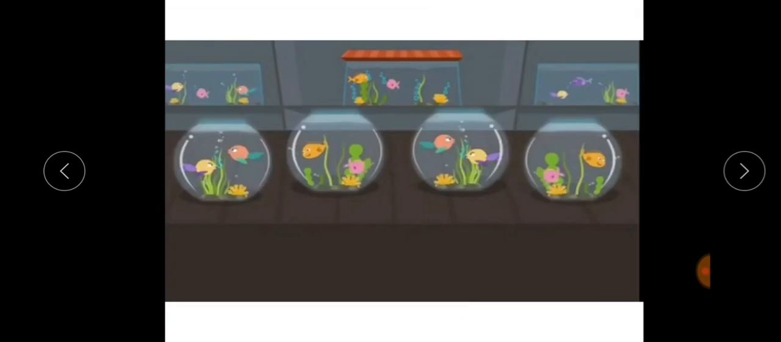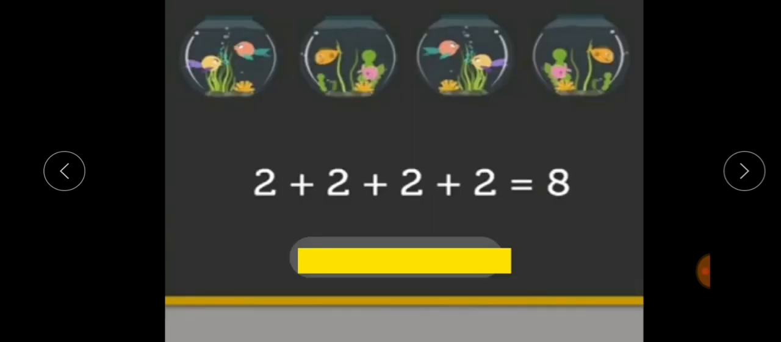See here, children, you can see 4 fish balls and each ball has 2 fish. There are 4 fish balls and each ball has 2 fish. Then can you tell me how many fish there are in total? What will we do to get the total number of fish? Yes, to get the total number, we will add the fish in each ball.